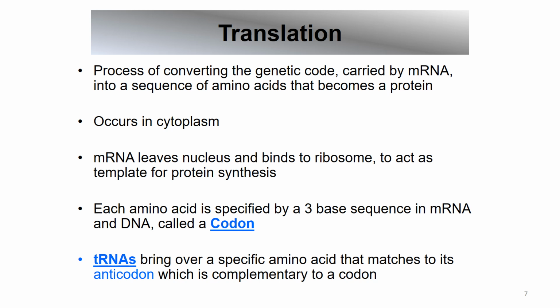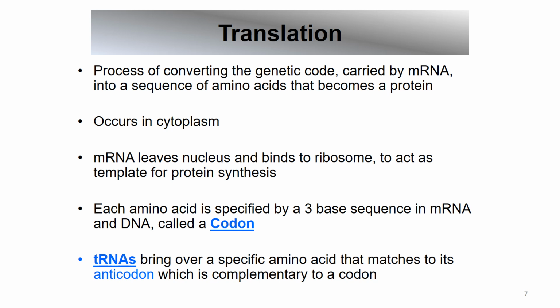Once the mRNA is made, the DNA gets back to its original double-stranded form. Those bases are going to attach back up, and the mRNA comes out of DNA. Then the mRNA leaves the nucleus. So then we can start the second part of protein synthesis, which is translation. During translation, the genetic code carried by mRNA is converted into a sequence of amino acids. Then the amino acids attach together to become a protein.